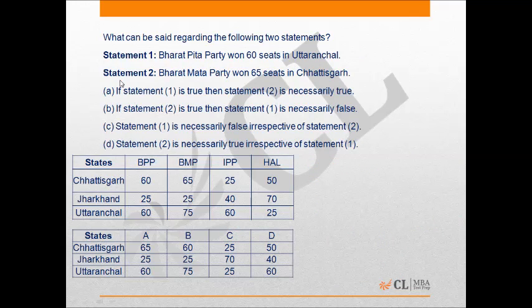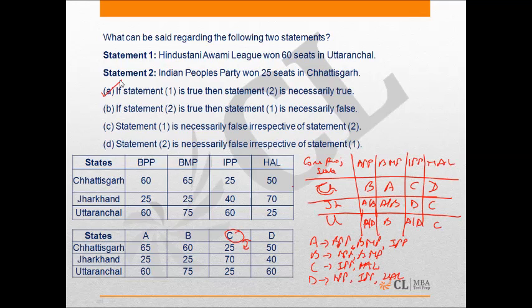Moving on to the second question, it states, what can be said regarding 2 statements? BPP won 60 in Uttaranchal and BMP won 65 in Chhattisgarh. Let us look at statement 2 first. BMP won 65 in Chhattisgarh. If BMP has won 65 in Chhattisgarh, so let us look at the table of Chhattisgarh. So that would mean that A stands for BMP. If A stands for BMP, now B, based upon what we had done, is either BMP or BPP. So that means B has to stand for BPP.